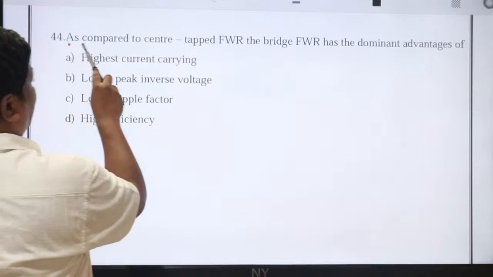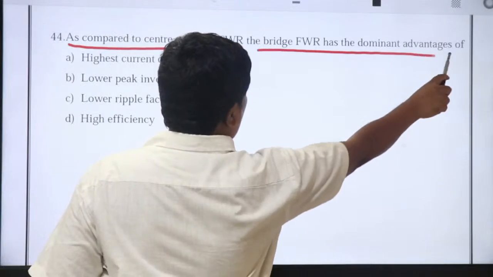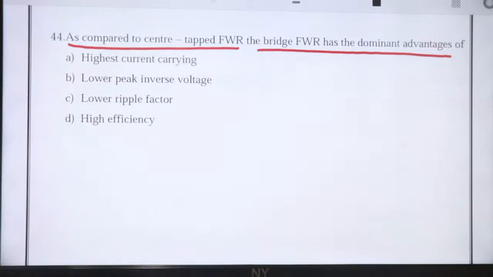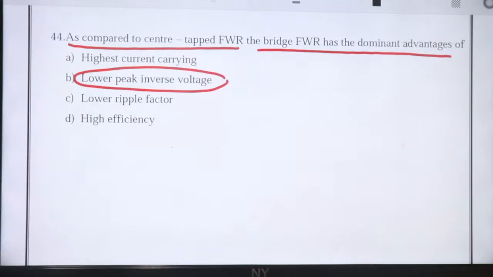As compared to a center tapped full wave rectifier, the bridge full wave rectifier has the dominant advantage of lower PIV. Low PIV, because in the center tapped transformer we have 2VM, whereas in the bridge rectifier it is VM.